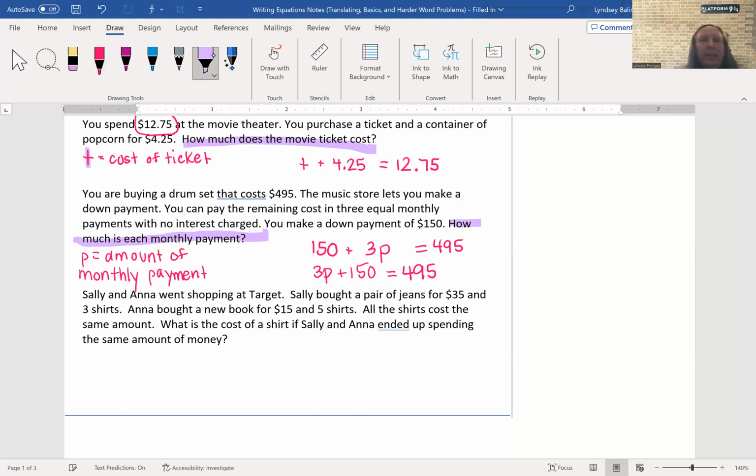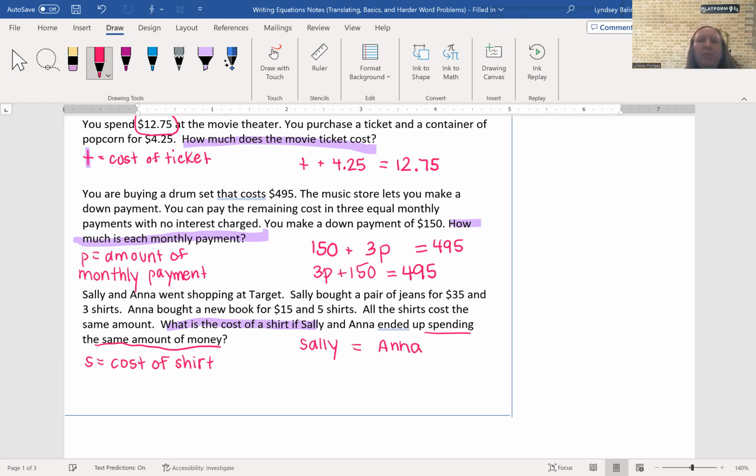Okay, so looking here, what is the cost of a shirt? So we'll say S is cost of shirt. But this one is a little bit different because we don't have a total. But what we have is 2 friends who went shopping and they spent the same amount of money. So what's going to happen here is we're going to set this up in a way that Sally's expression for what she spent has to equal Anna's expression of what she spent.